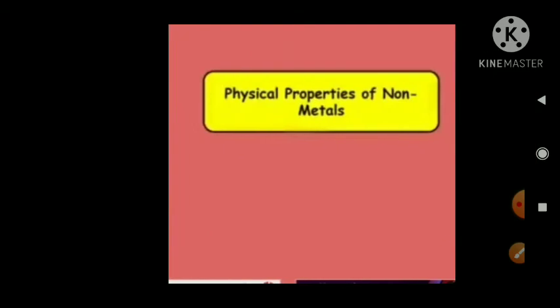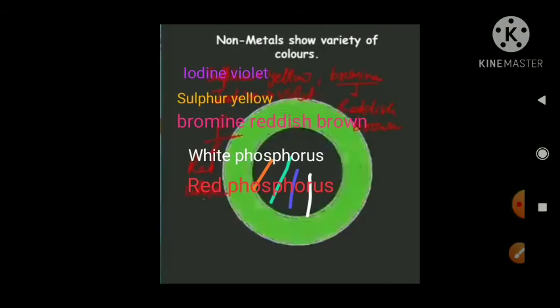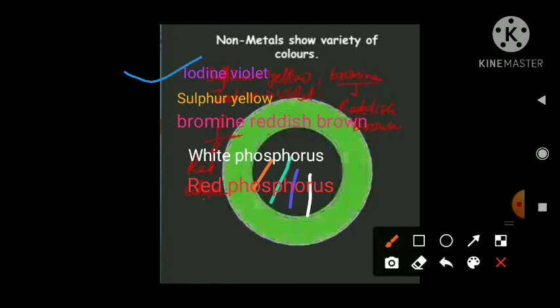So now let's start the physical properties of non-metals. Non-metals show a variety of colors. Wow, I like it very much. Iodine shows violet, sulfur shows yellow, bromine shows reddish brown, and phosphorus comes as white phosphorus and red phosphorus. Non-metals have very different colors, they are colorful in nature. Iodine also has luster, but it is colorful.